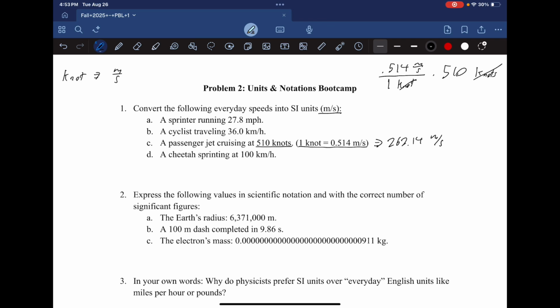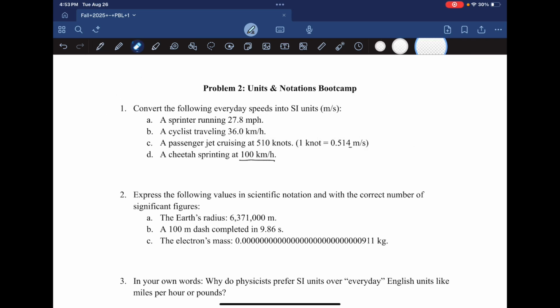Okay, so now we have a cheetah sprinting at 100 kilometers per hour. Go ahead and erase this other stuff. So we have 100 kilometers an hour. We want it in meters per second. So we can multiply it by 1 hour for every 3,600 seconds. That'll get rid of the hour. So we have kilometers per hour. We want meters per second. So first, to get rid of the hour, we divide by seconds.